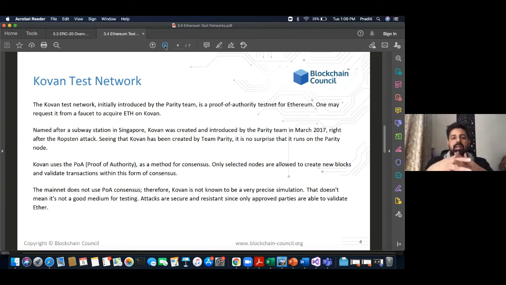The mainnet does not use proof of authority consensus. Therefore, Kovan is not known to be a precise simulation. The mainnet uses proof of work. Now, the main Ethereum 2.0 uses proof of stake. So why should we test it on proof of authority? Right? So you'll come across many online resources for pushing your test on Kovan, but make sure that you have valid reasons in mind.